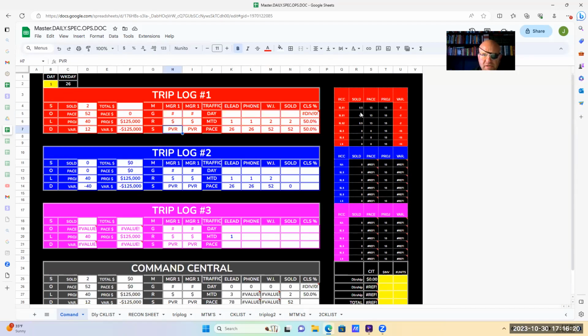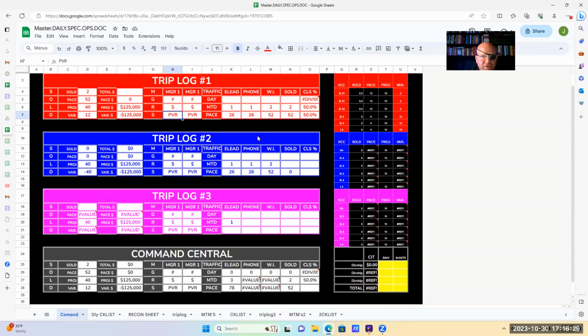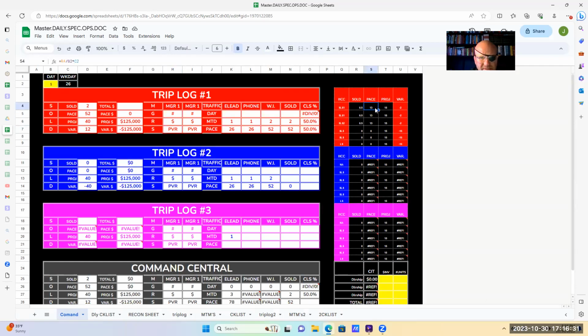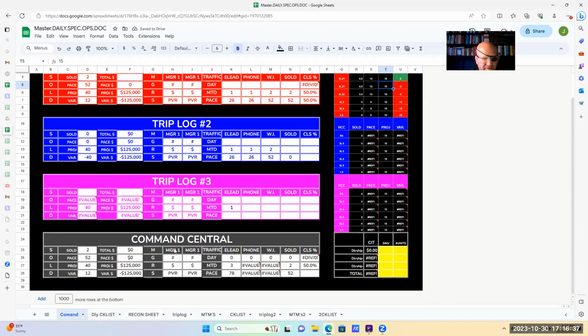You're going to have each one of your salespeople, how many they've sold, what their pace is, what they're projected. The variance is going to go red or green depending on if they're hitting or not. So if they're doing a good job, like in this case, he's projected to do 10. Hey, look, he's green now. So giving an idea there, right? Now that's all going to roll up and give you the command central and all the information that you need.